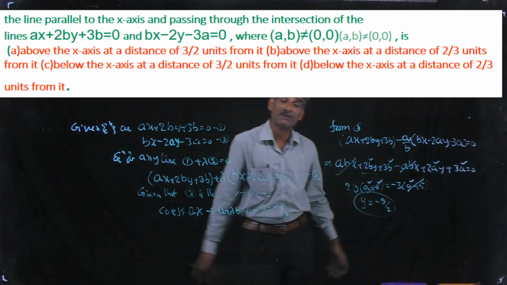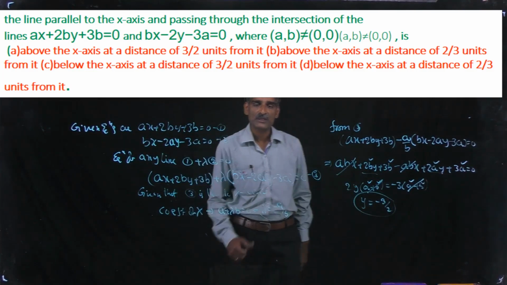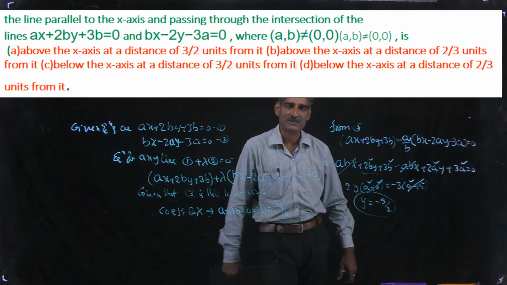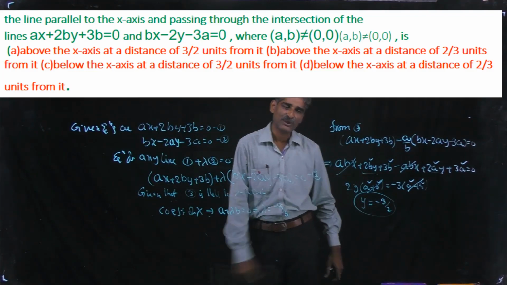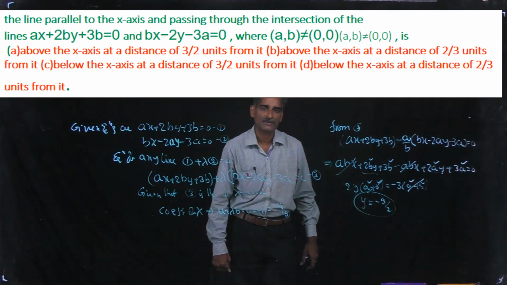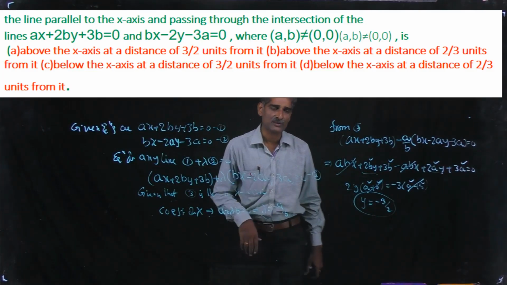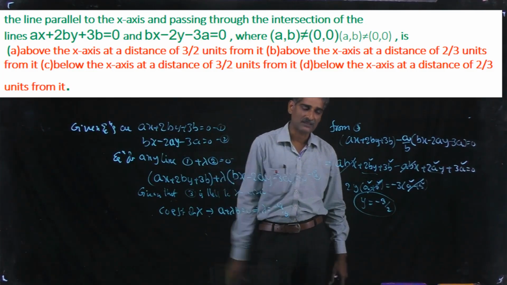Here the y-intercept is negative. That means this line is below the x-axis at a distance of 3 by 2 units. Understand? Below the x-axis at a distance of 3 by 2 units. So the third one is right.